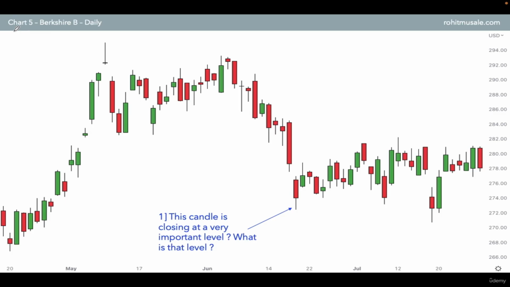Next, this is chart number 5. This is Berkshire B stock. This is a daily time frame chart. Why B? Because they have two classes of shares, Class A and Class B.